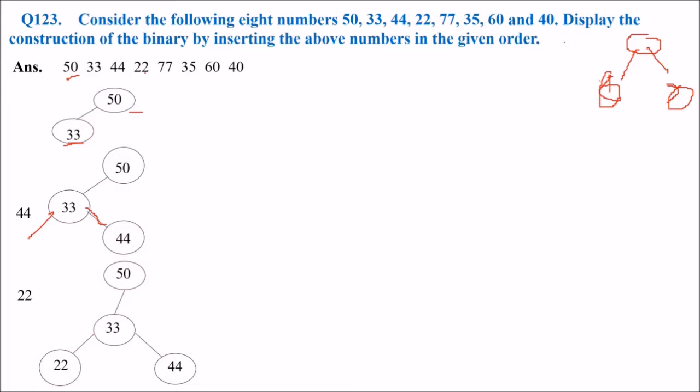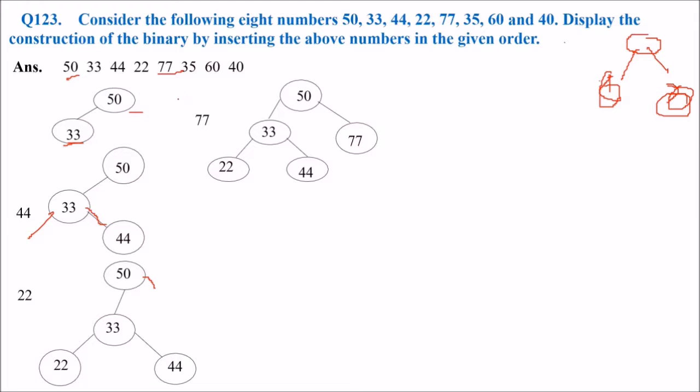Now we have 77. 77 is greater. This is done because this has become binary. Now we are left with the right one or left one. Of course, there is no left one because 50 has already taken left. There is only right. So 77 is greater than 50, so we'll place it on the right side. So this is how 77 is placed.